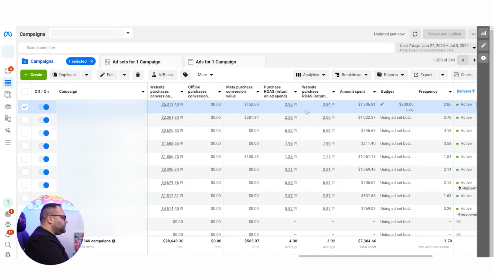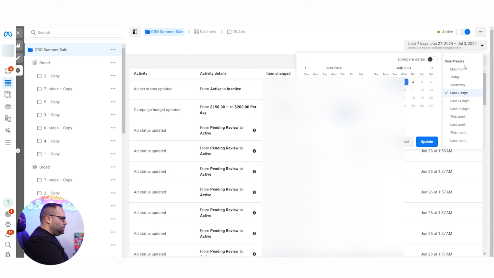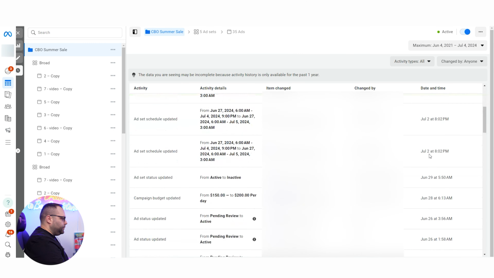So I'm going to show you different cases. We are going to show one CBO and one advanced shopping campaign. Here I want you to see this is a CBO that I'm talking about. This one started from, let's see a little bit the data, go to maximum.